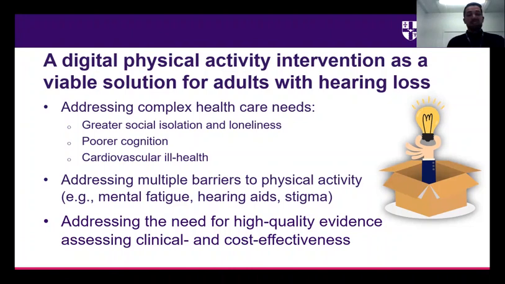Now, in addition, our intervention should aim to address the multiple hearing-specific barriers that prevent older adults with hearing loss from taking part in physical activity, to ensure that their needs and desires are met. And really, our plan development and evaluation work will begin to address the need that we identified from the systematic review: that high-quality evidence assessing clinical and cost-effectiveness is needed when we're looking at interventions to improve physical activity in older adults with hearing loss.